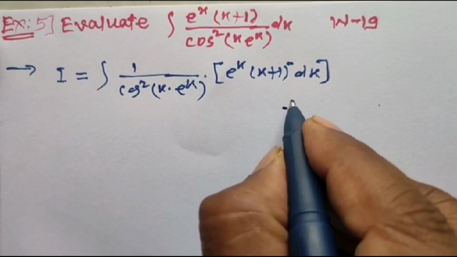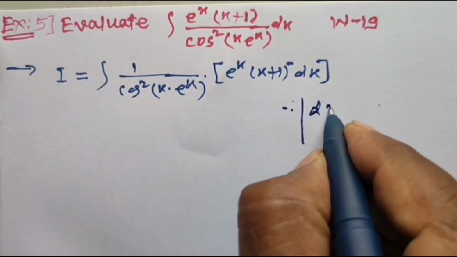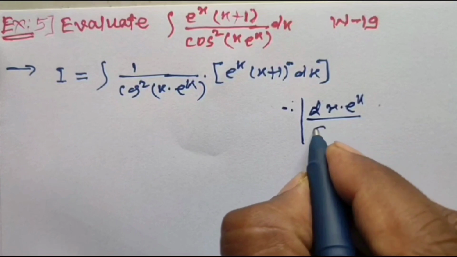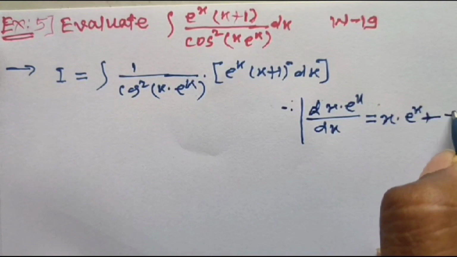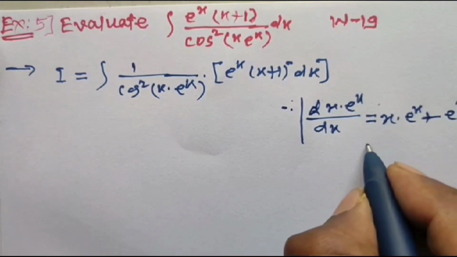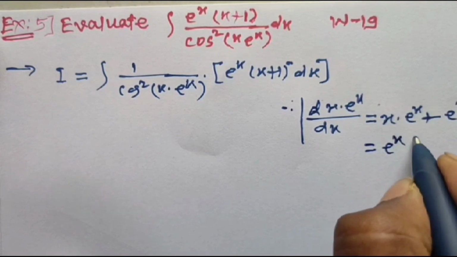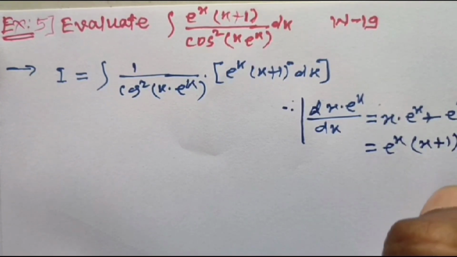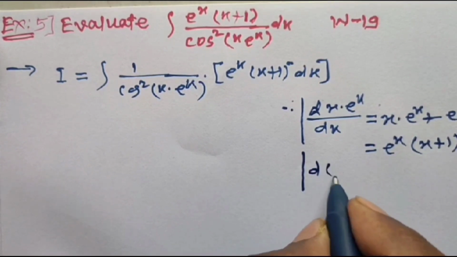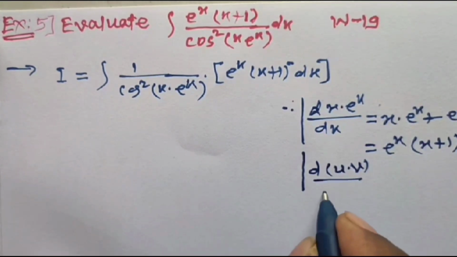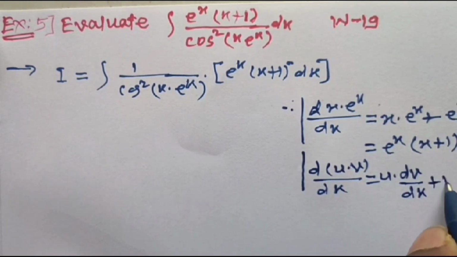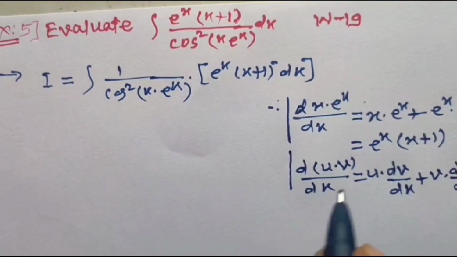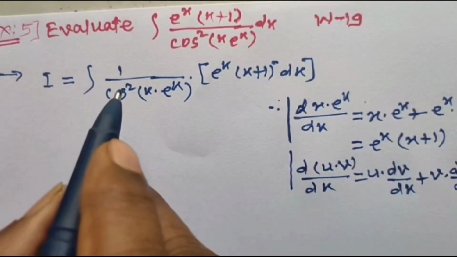Now we know the derivative of x into e to the power x with respect to x is equal to first function as it is times derivative of second function plus second function as it is times derivative of first function, and taking e to the power x common, this can be written as e to the power x into x plus 1. Here we are applying the u into v formula of derivative, which is u into derivative of v with respect to x plus v into derivative of u with respect to x.